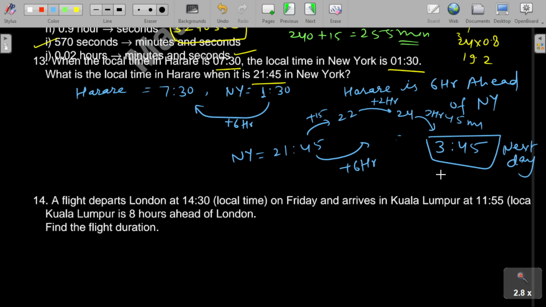So the correct answer is we have to add this is in New York. If we add 6 hours, then we will get 3:45 a.m., which is next day. Okay.